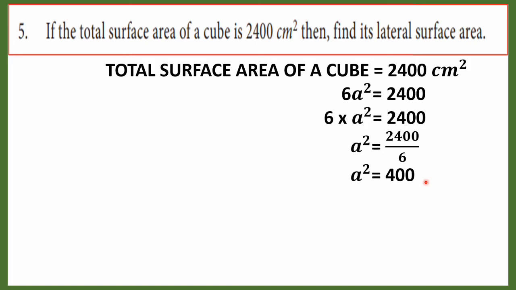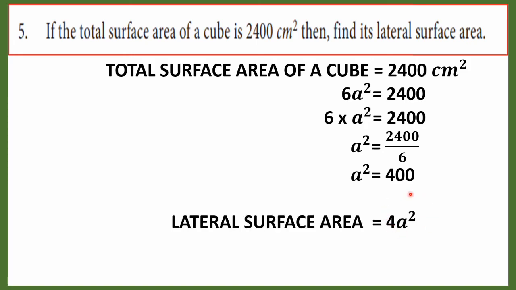But lateral surface area equals 4a square. So no need to find a. Substitute a square as it is. So 4 into 400, 1600 centimeter square.